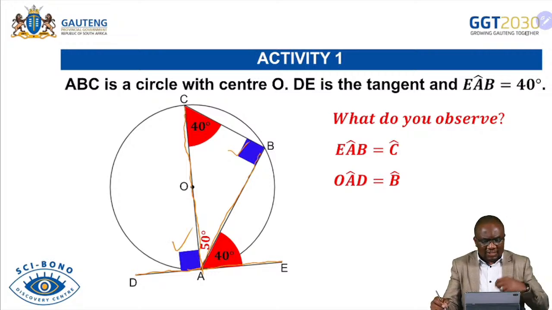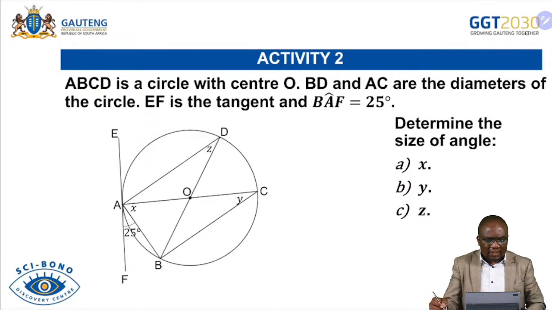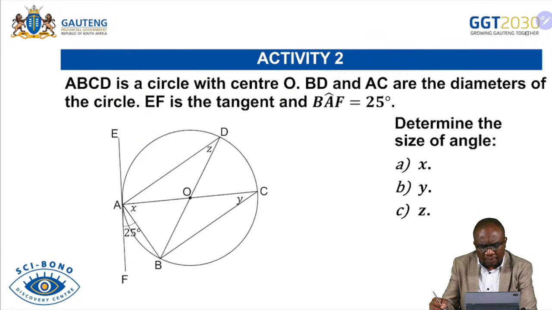Okay, right, let's try another activity. And then we're going to observe the same thing. Okay, right, now, ABCD is a circle with center O. BD and AC are the diameters of the circle. EF is the tangent and BAF is 25 degrees. Determine the value of the size of angle X, Y, and Z.